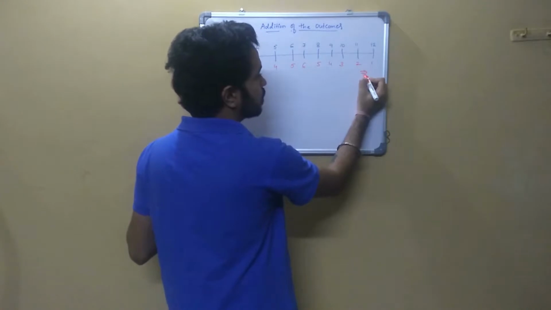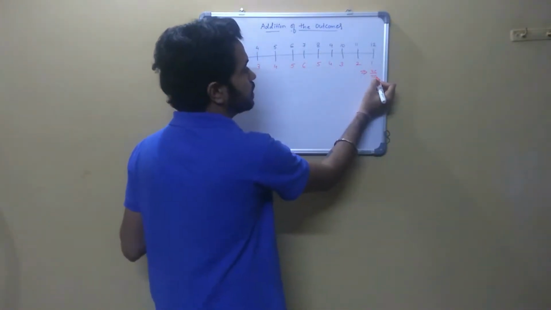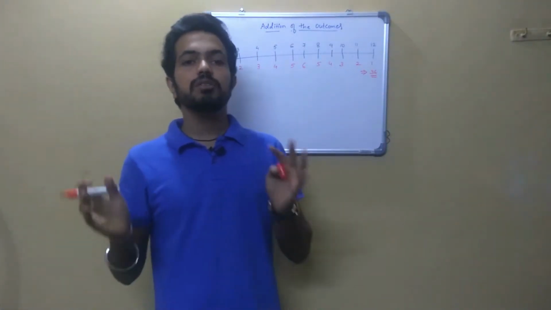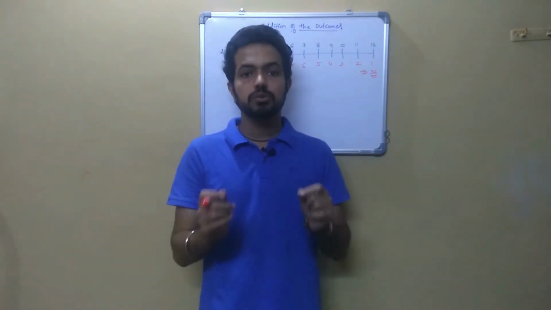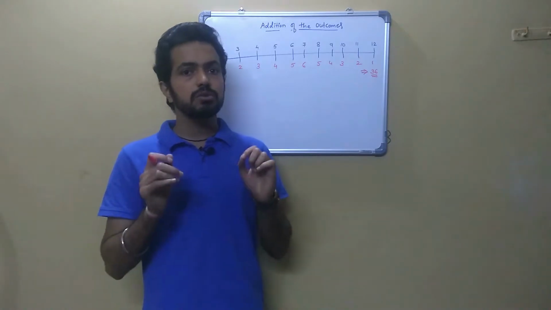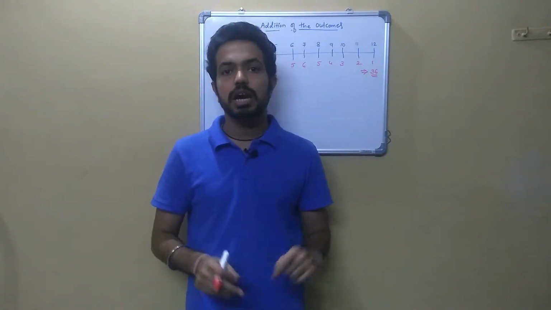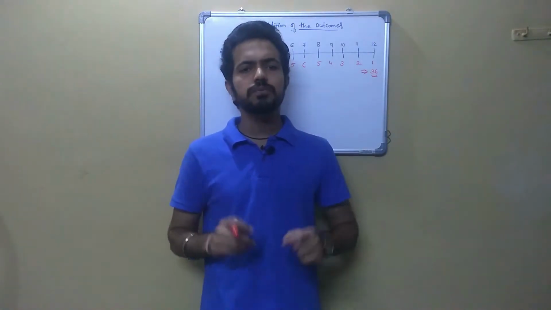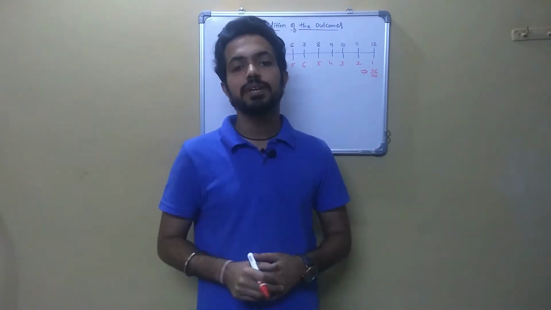And when you add all this, obviously you will get 36, which is the total number of outcomes which you can have when you throw two dice. Having understood how to draw this thing, let's try to solve some typical questions which are asked in the exam. So I have a list of 5 to 6 questions which we'll be solving together.